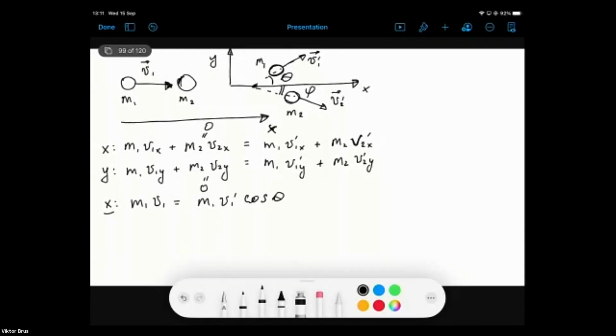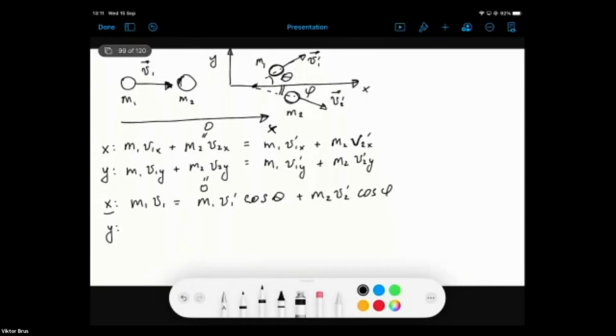Cosine theta. Now we need to write for the second body. It will be m2 times v2 prime times cosine phi. Okay, so this is in particular for our situation, we have the equation for axis x, which describes the conservation of linear momentum. The same we need to write for axis y.